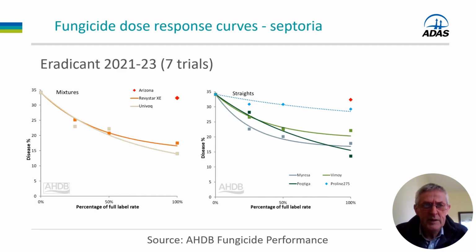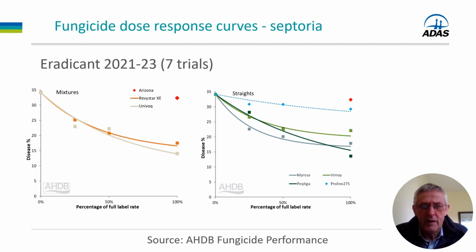We can see the effect of that in the fungicide performance data. So the previous curves we looked at were for treatments applied in the protectant situation, where the timing is ideal. In this case, the treatments were applied in a much more challenging situation. The disease pressure was high and there were already latent infections at the time of treatment. And we can see the effect of that on these dose response curves.